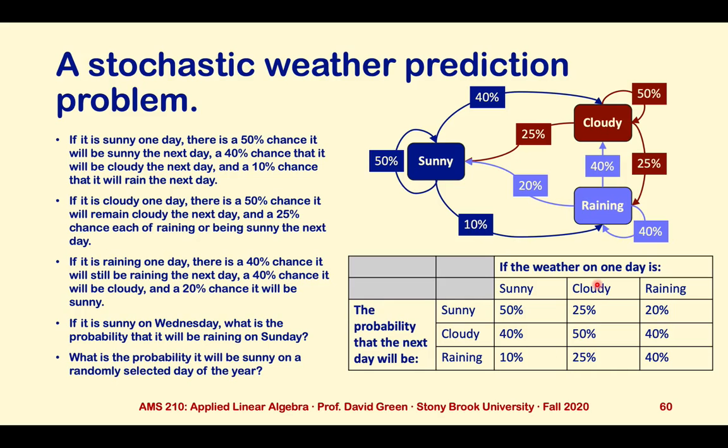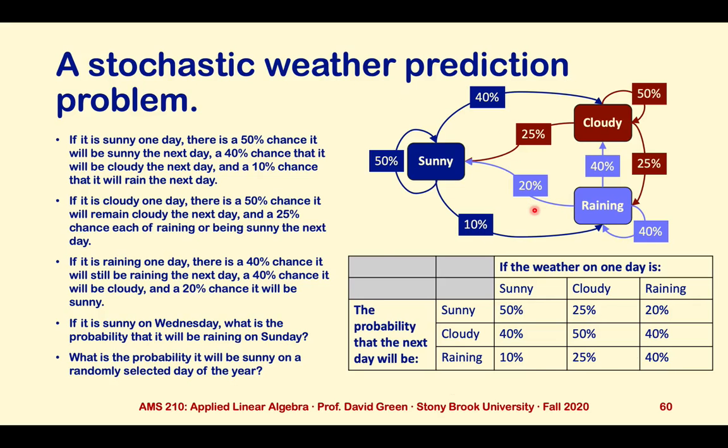We do the same thing for cloudy. If it was cloudy, there's a 25% chance that it's sunny, a 50% chance that it's cloudy, 25% chance it's rainy. They add to 100. If we start with rain, 20% sunny, 40% cloudy, 40% raining, sum to 100.